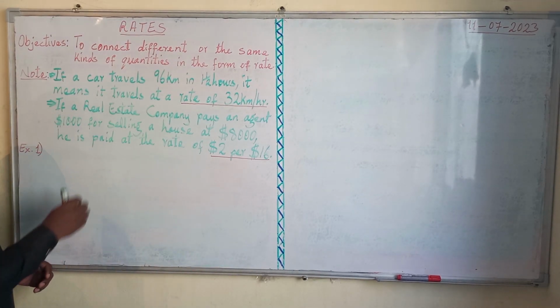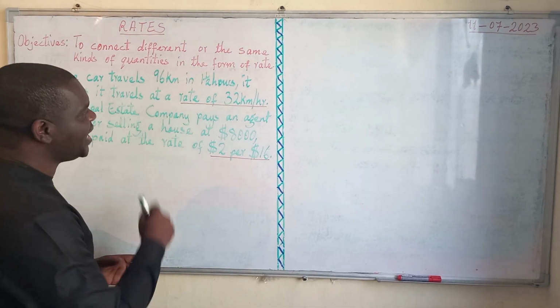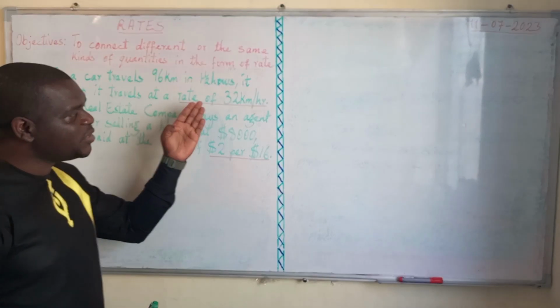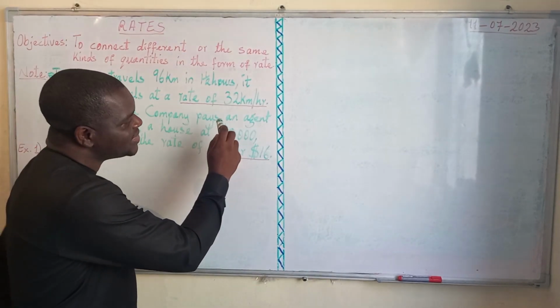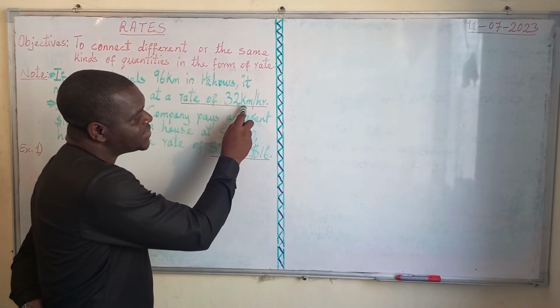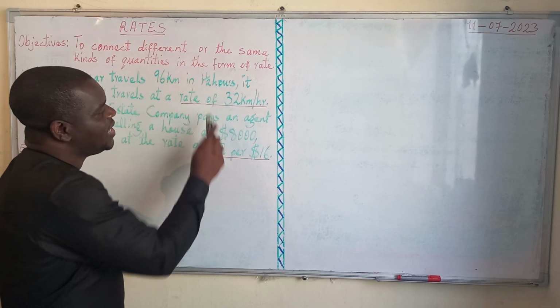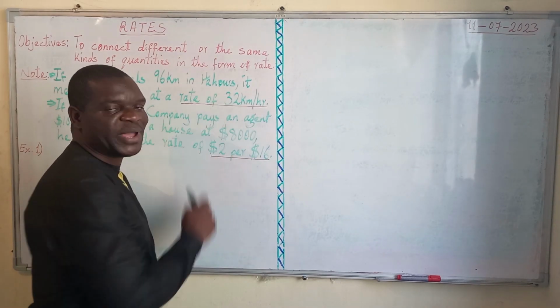The first one says, if a car travels 96 kilometers in 1.5 hours, it means it travels at a rate of 32 kilometers per hour. Take note, it travels at a rate of 32 kilometers per hour. Now the quantities we have are kilometers and hours, and these are connected in rates as 32 kilometers per hour.